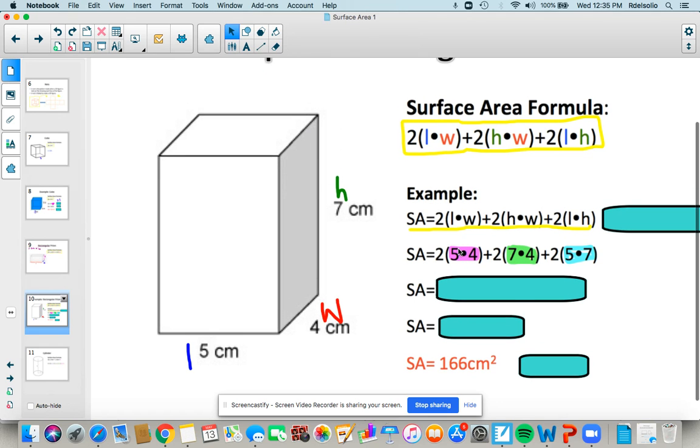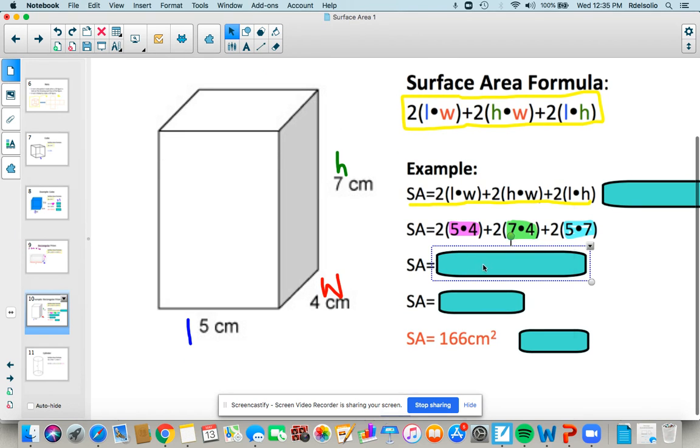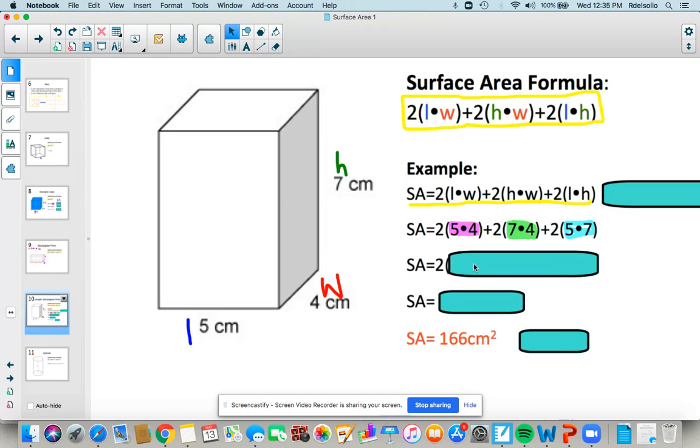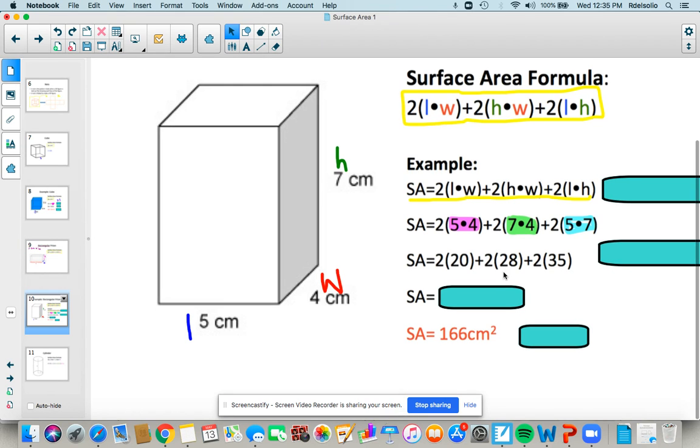So we're going to keep the 2 on the outside of those parentheses. So we have 2 times 5 times 4 is 20, plus 2 times 7 times 4 is 28, plus 2 times 5 times 7 is 35. So we have 2 times 20, plus 2 times 28, plus 2 times 35.